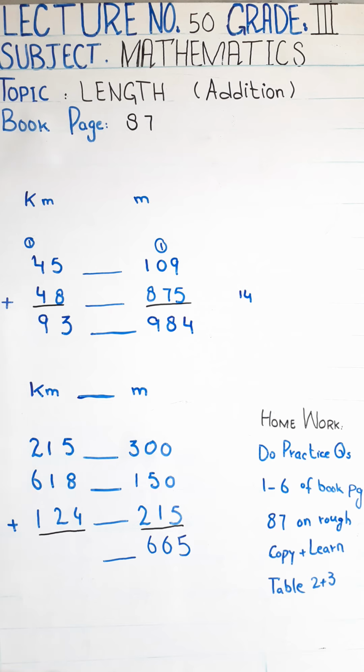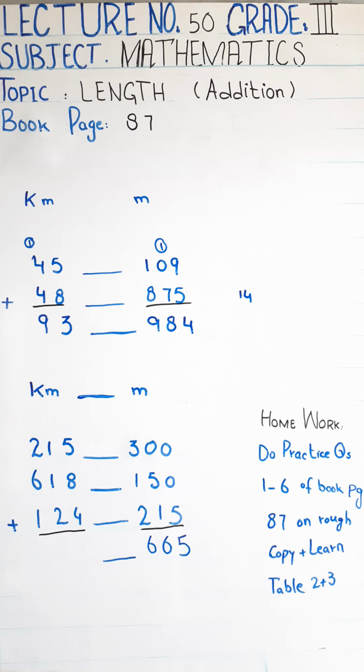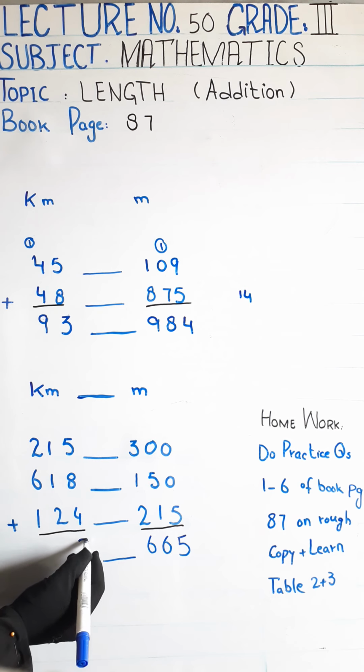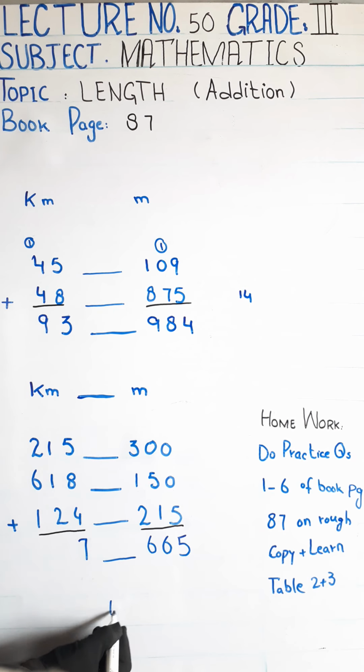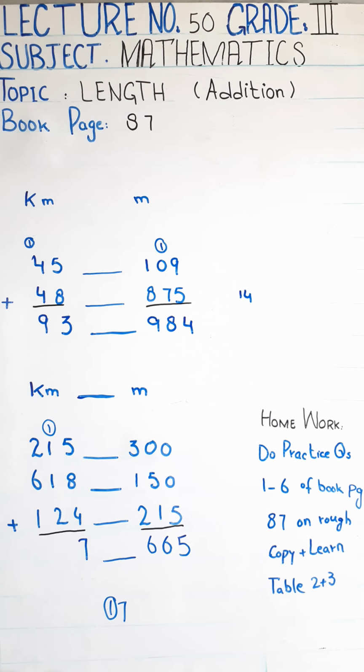Move toward our next numbers. 8, 5 plus 8. Hurry up. 5 plus 8 is 13, and 13 plus 4 is 17. You carry again. Now add these four numbers.